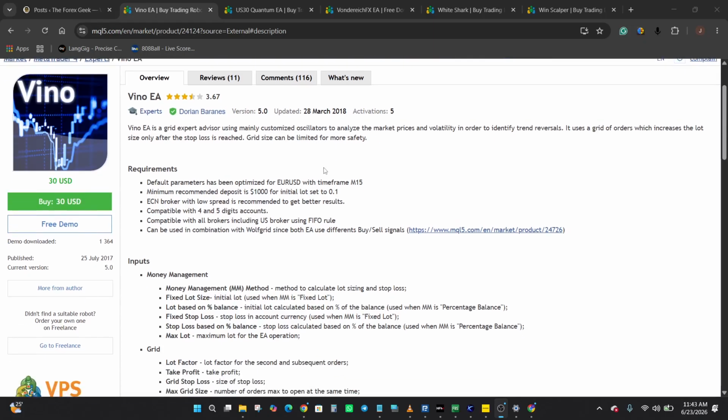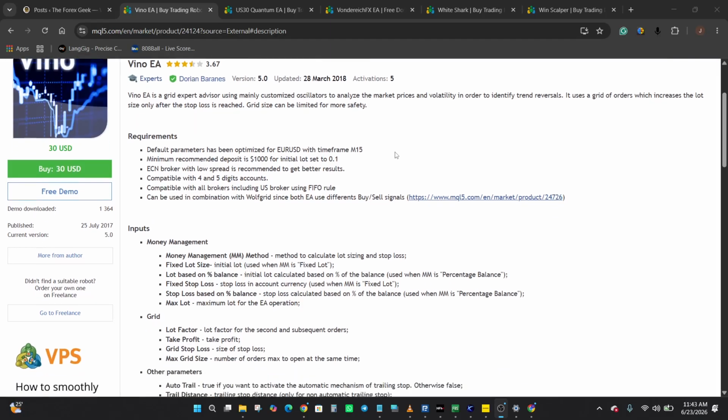Looking through the product description, the developer explains that Vino EA is a grid-based expert advisor that uses customized oscillators to analyze price action and market volatility with the goal of identifying potential trend reversals. The EA then uses a grid of orders, and one important detail mentioned here is that the lot size only increases after a stop loss is reached. The developer also notes that the grid size can be limited for additional safety.